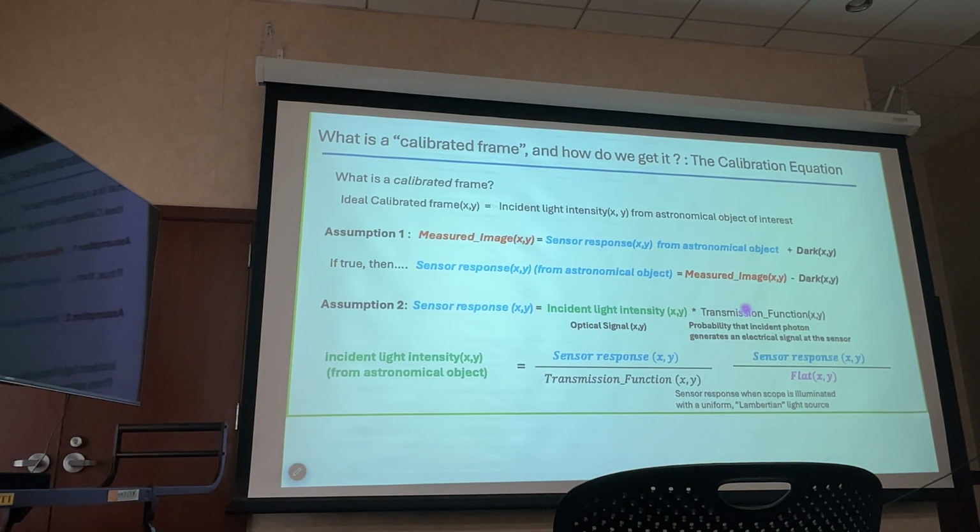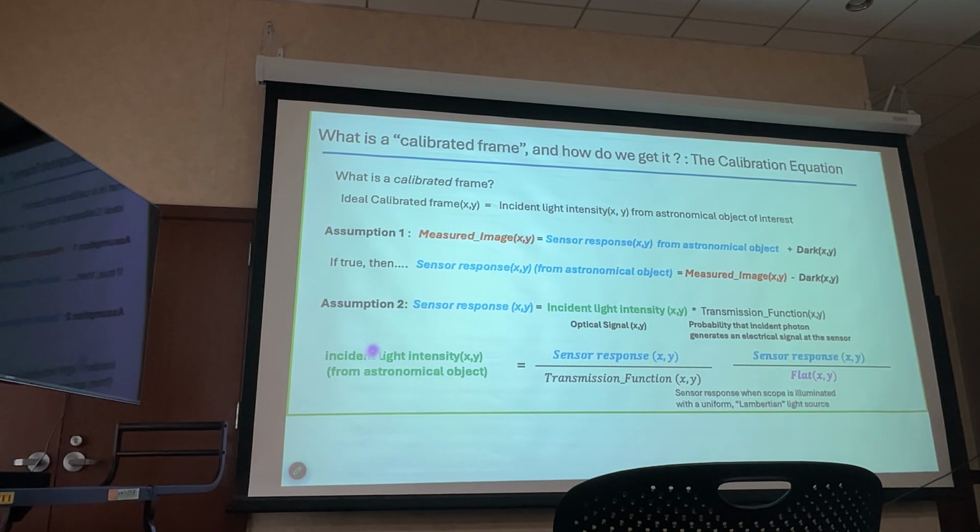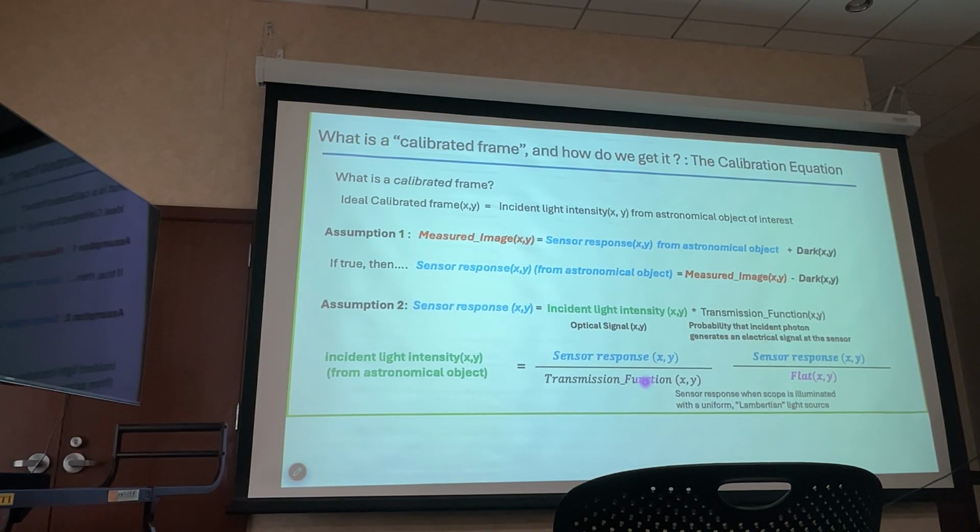So if this is true, then the incident light intensity from the astronomical object we get by turning this equation around: we take our sensor response and divide it by this transmission function. Then we get something which is now a better reflection of the actual light intensity that came from our astronomical object of interest. So that's calibration. And this transmission function is something that we measure using a flat. A flat is just taking a uniform light source, shoving it up to the front of the telescope, and seeing what the intensity variation is across the image.